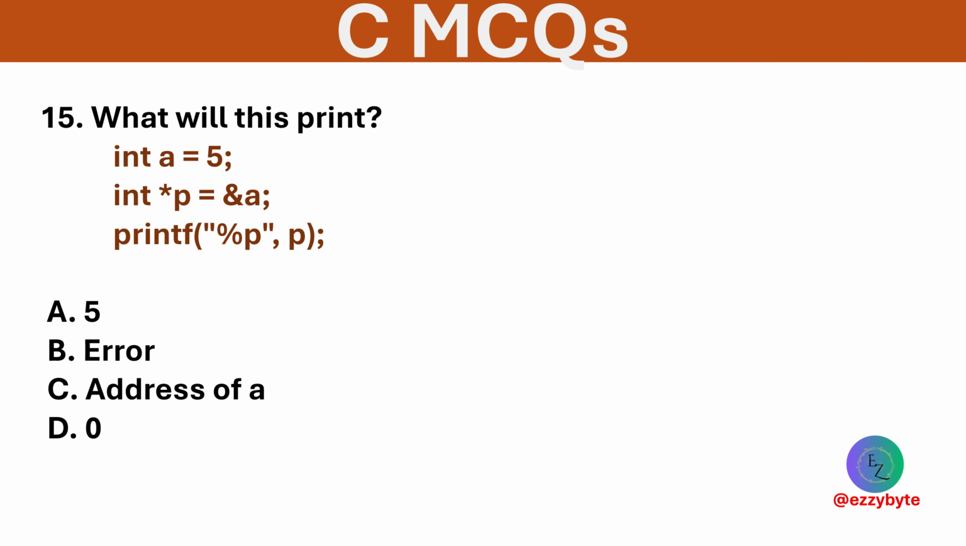What is the output of the following code? Options are 5, error, address of A, and 0. Option C is correct. %p prints pointer address.